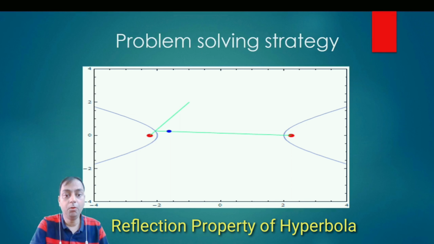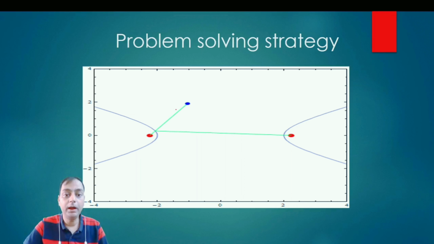So hope you understand how to solve these types of problems. These types of problems are very important from the JEE Main and Advanced point of view. This problem is mainly based on the reflection property of hyperbola. If a ray of light passing through one focus is reflected from the surface of the hyperbola, it must pass through the other focus. So thank you and see you in the next video.